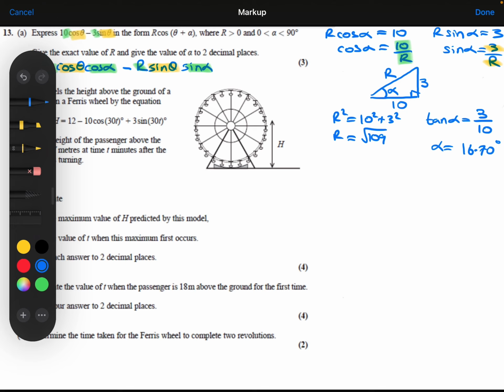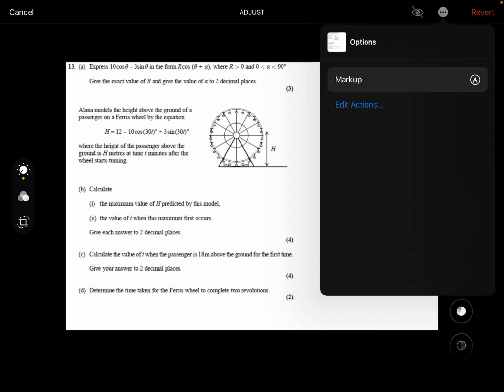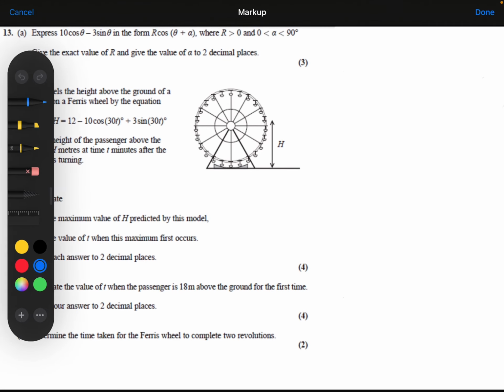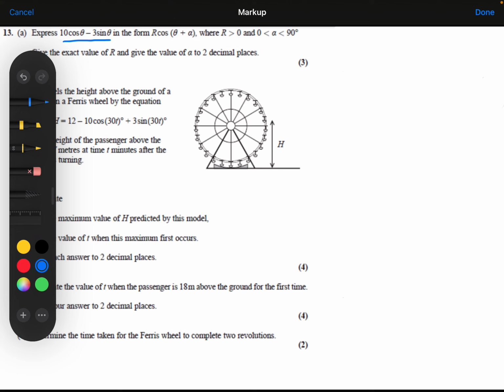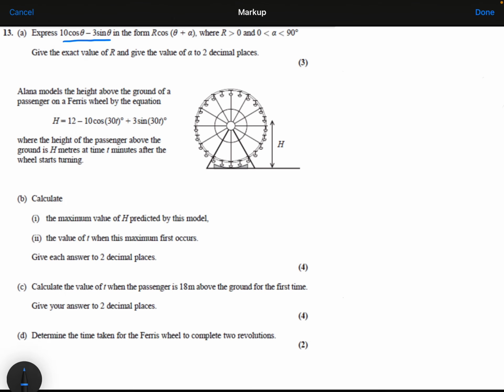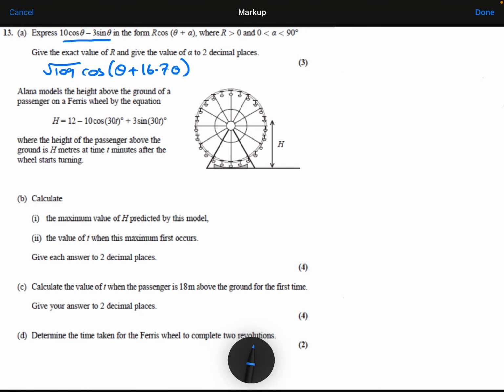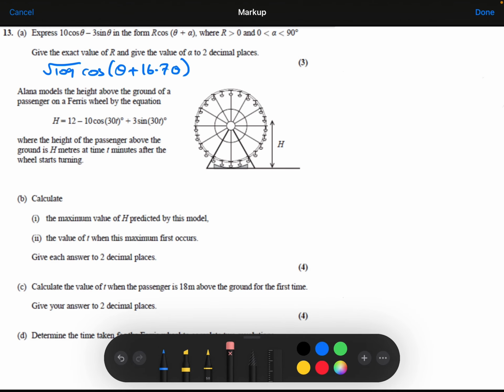So if r is root 109 and if alpha is 16.70, then I can take that original equation there and I can rewrite it as root 109 cos(theta plus 16.70 degrees). That's part A. Let's now move to the rest of the question.